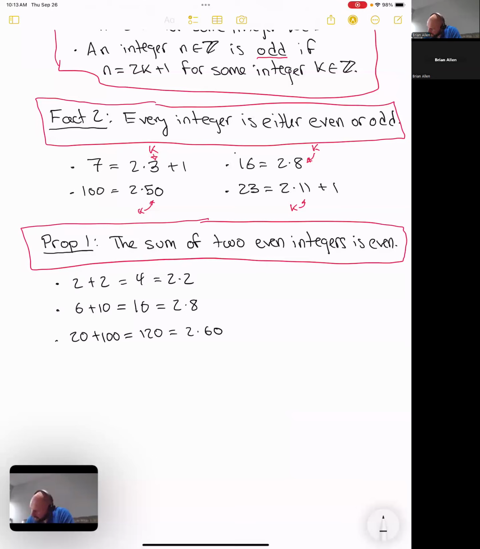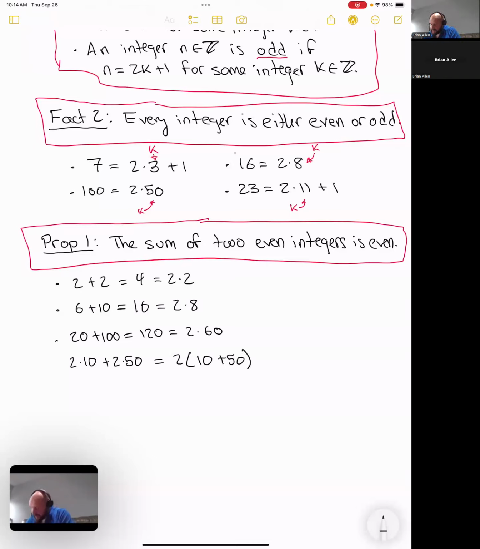Now for this last example, to try to get us a little bit into the idea of what we're doing with the proof, let's try to rewrite. So we know that 20 is even, so we can write it as 2 times 10. And we know that 100 is even, so we can write it as 2 times 50. So notice that both numbers have a 2 that we can pull out. So if I pull that out, I get 2 times (10 plus 50).